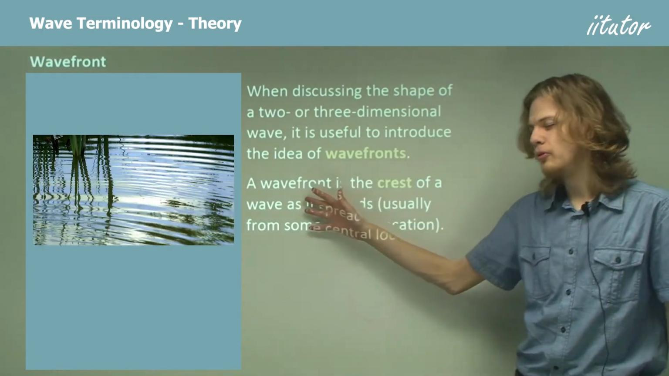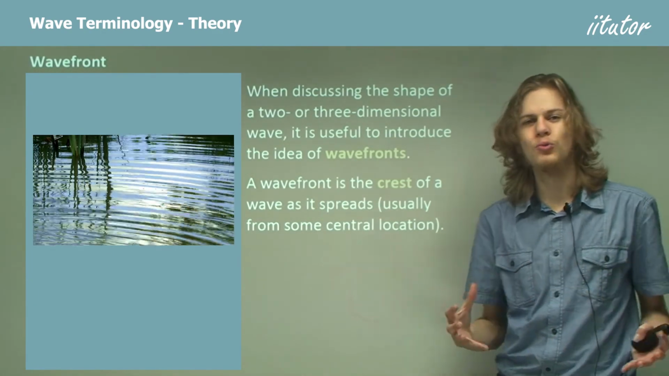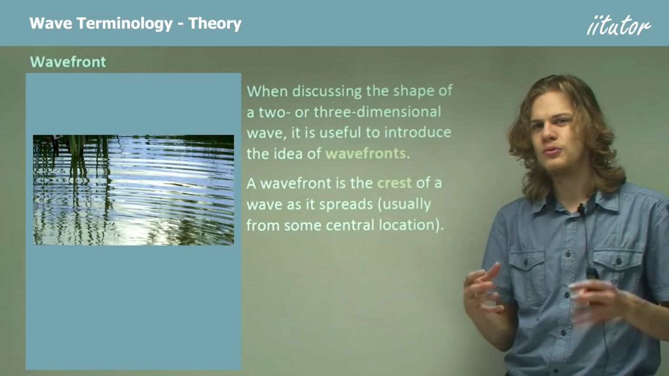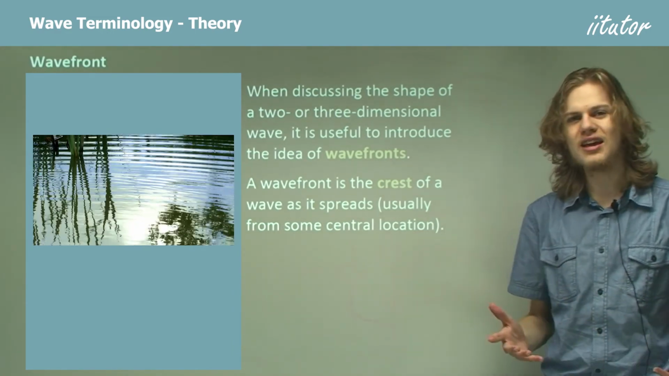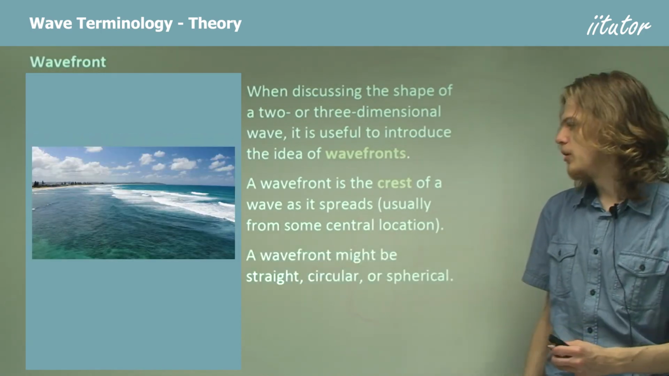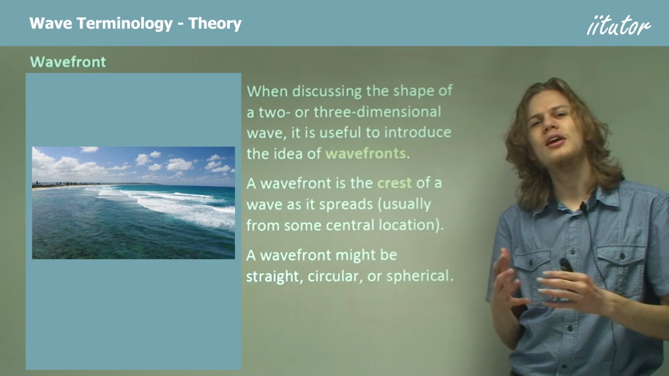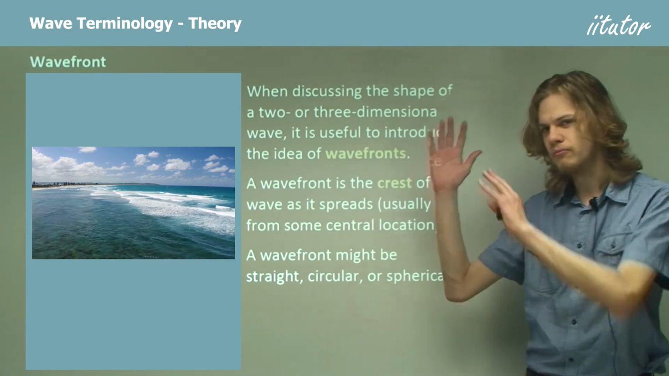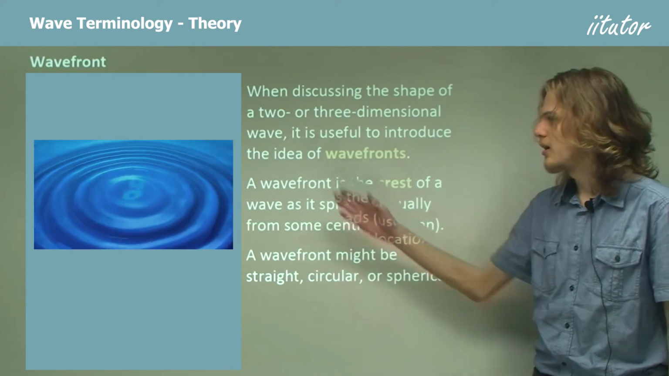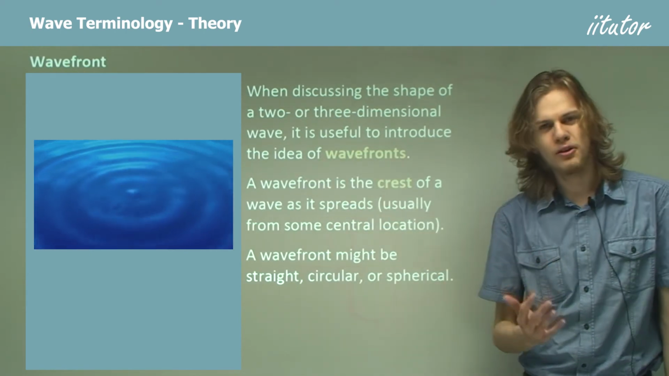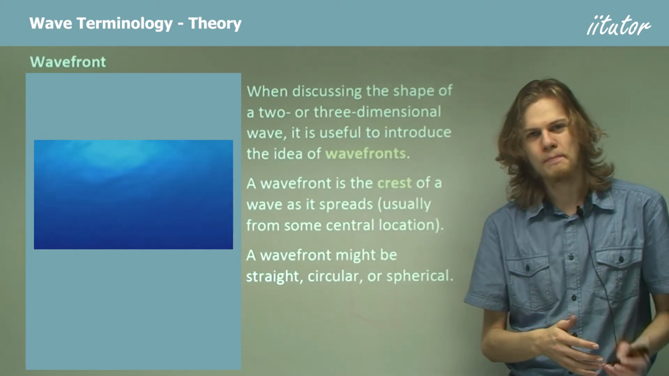So in the case of a ripple, the wavefront will be circular and it will spread out in all directions. We can sort of say that this wavefront is the location of the wave when we're analyzing how it moves. It might be straight. Waves on a beach are often seen as being pretty straight, just flat lines moving toward the shore. They might be circular, like in this example, or they could even be spherical, like a sound wave spreading out from a source of sound.